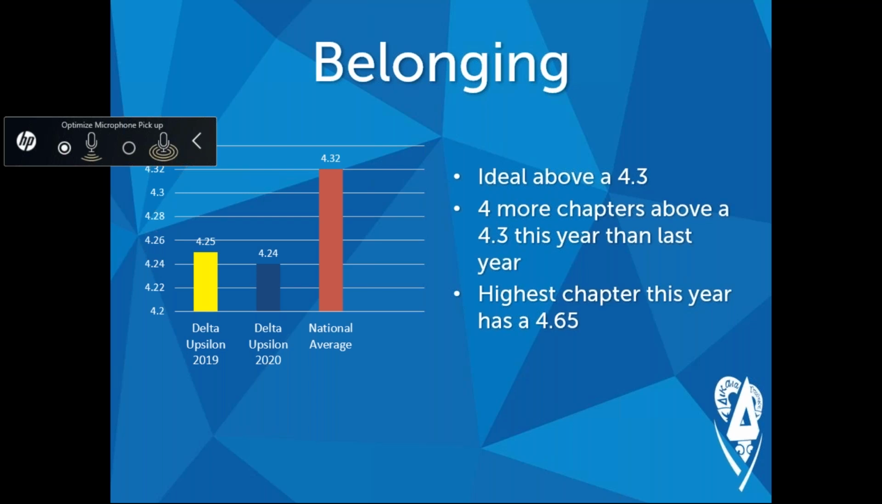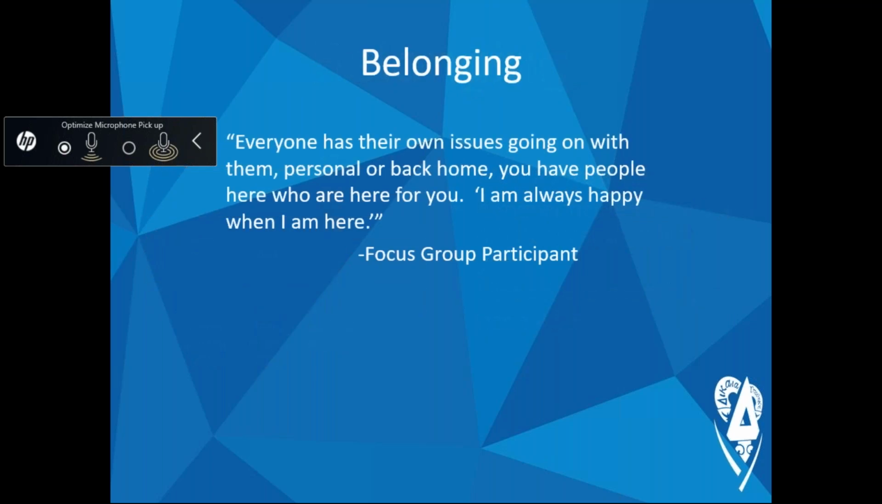I think ideally we'd like to see chapters above a 4.3. But we have seen more chapters above that 4.3 measure than in previous years, and so that is a positive sign and one that we want to keep developing. We did some focus groups last year, and this is a thought that I pulled out of one of those to highlight what this belonging really looks like.